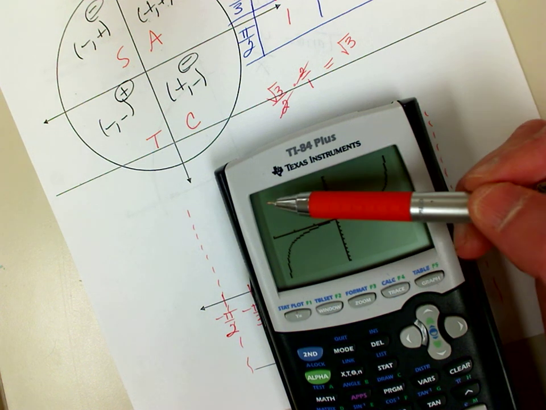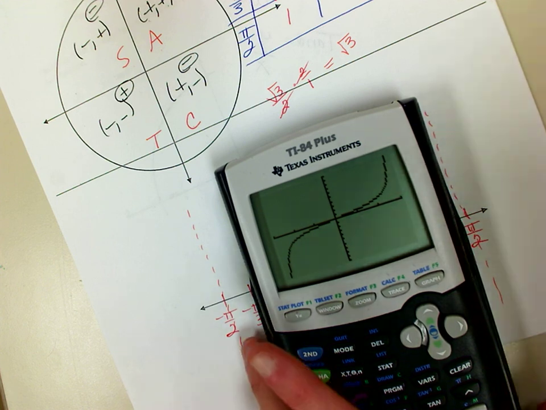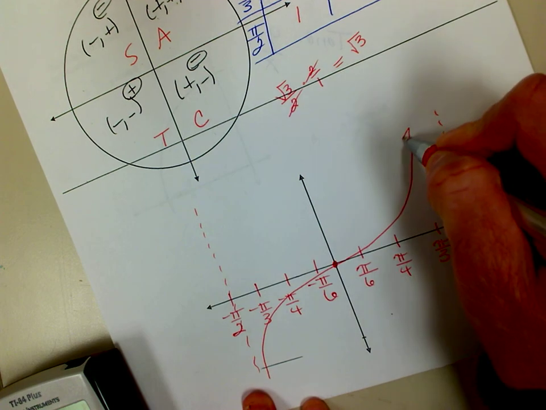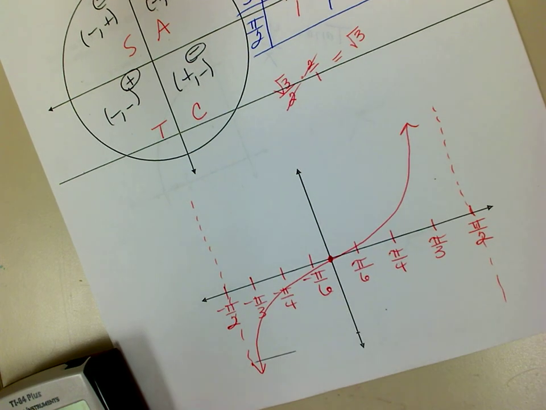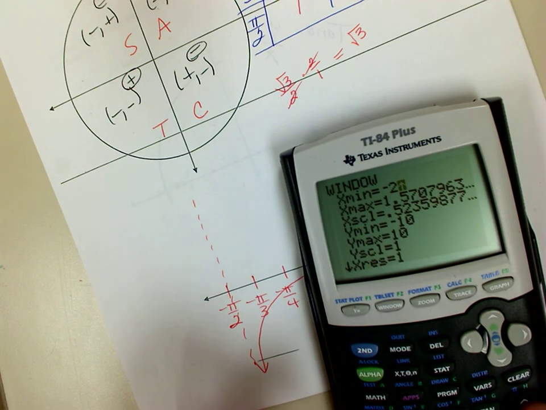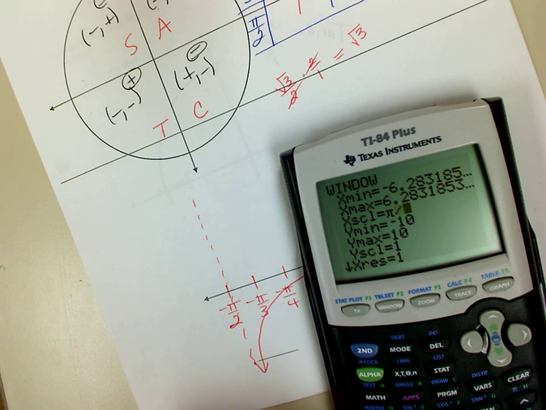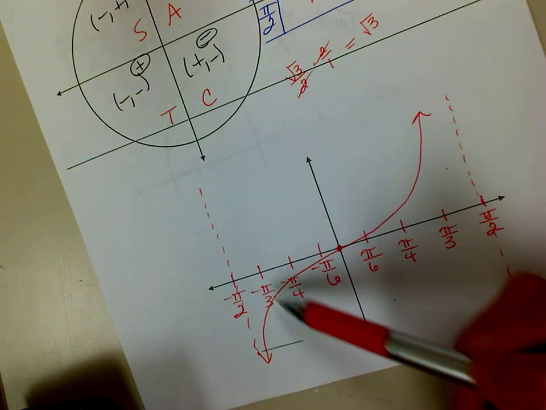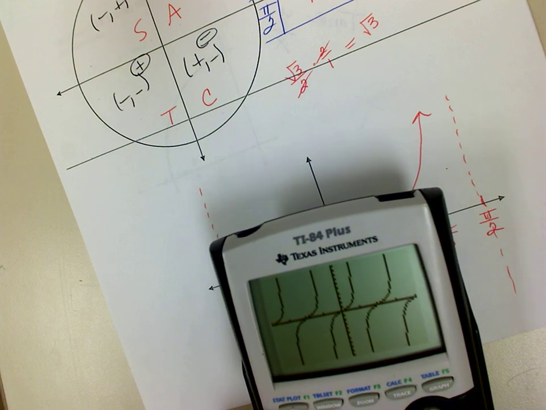Okay, so in between negative pi over 2 and positive pi over 2, it looks like a snake. Now, if I change my window to negative 2 pi and then 2 pi and change my scale, this is what tangent's going to look like from negative 2 pi to positive 2 pi. But this is just one section of it. So it's basically just a bunch of snakes.